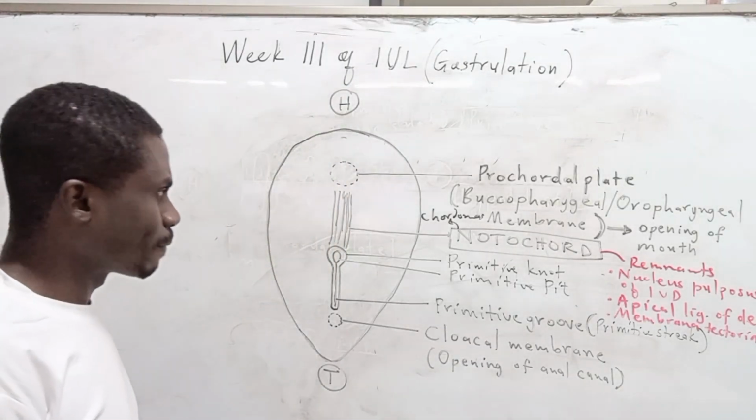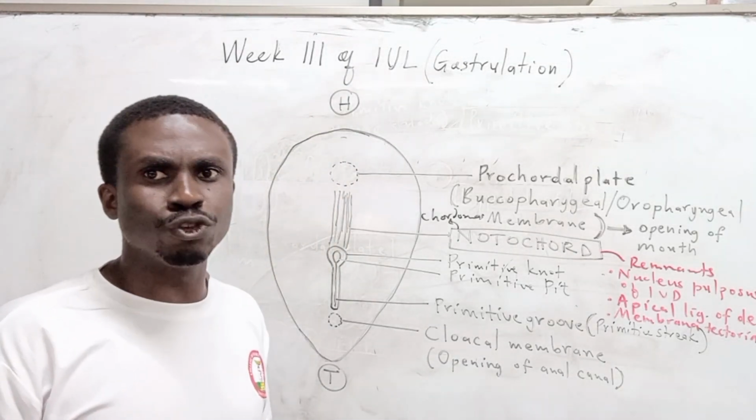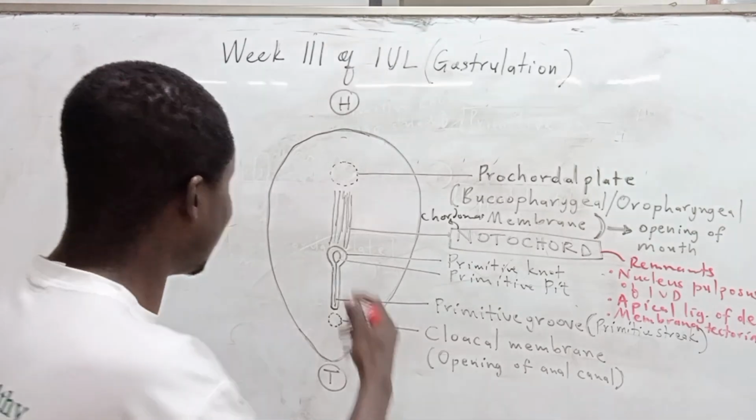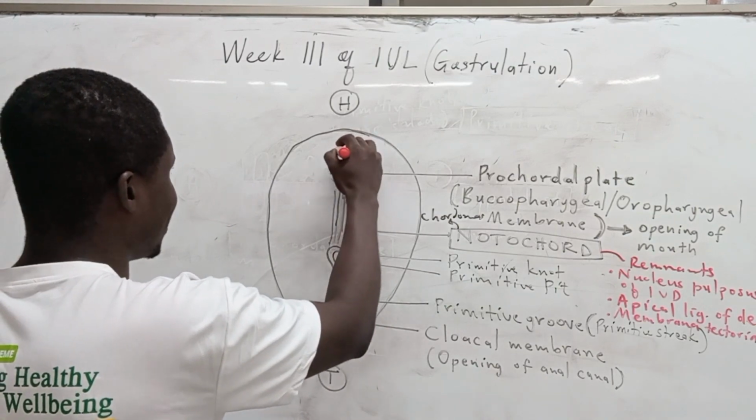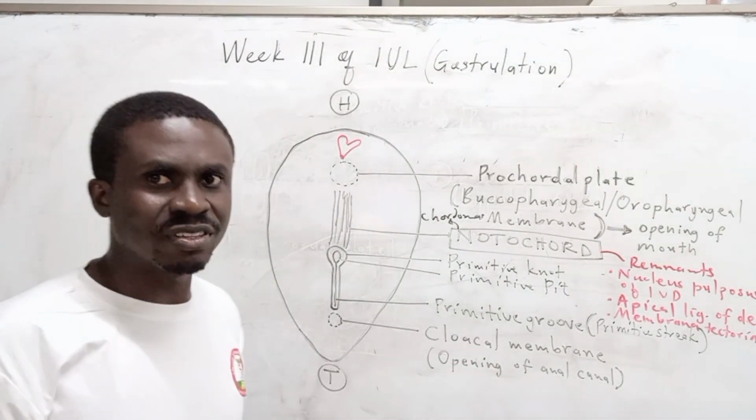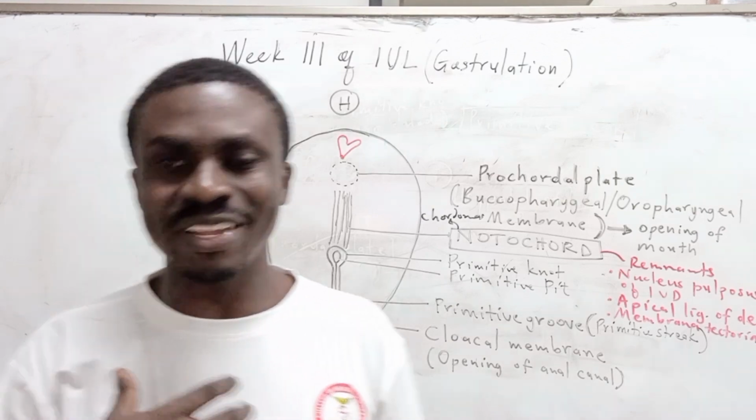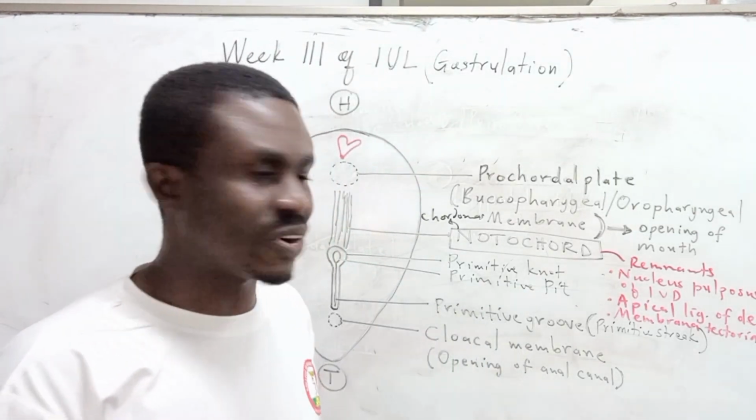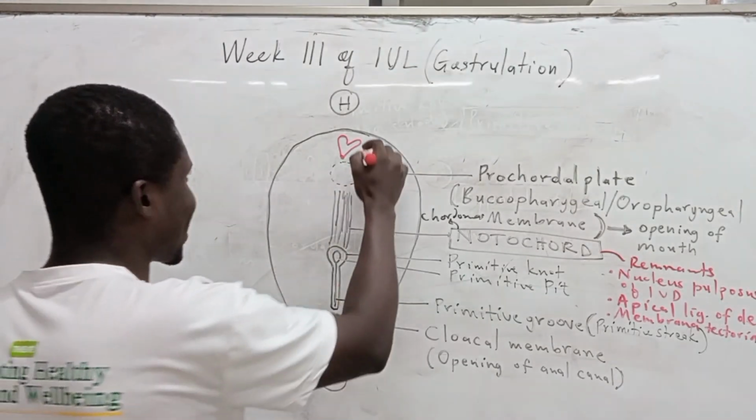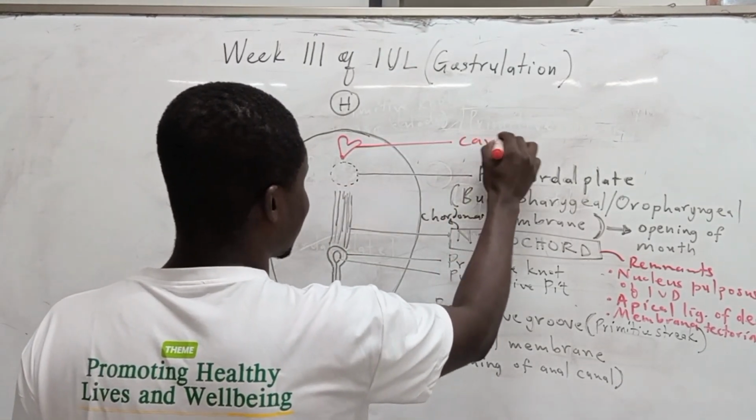Now, the other thing I want you to know is, over here, I've put this lab thing which resembles the heart. Yes, my friends, above this procordal plate, we see something called the cardiogenic area.